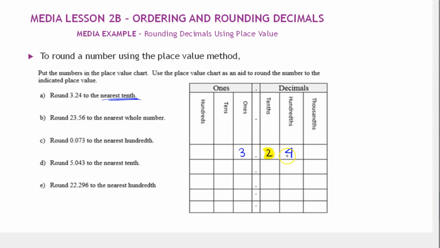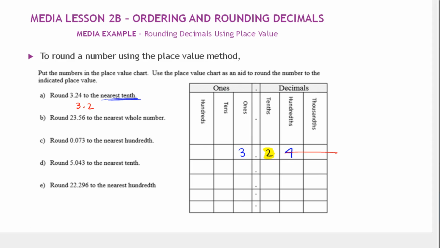Well, notice the digit to the right, 4, is less than 5. So you could think of this in terms of the pictures we saw before. This is less than halfway on its way to 3.3. It's closer to 3.2. So we're going to round down. So we drop this number, and we don't need to add 1 to this because this number was less than 5. So we have 3.2.